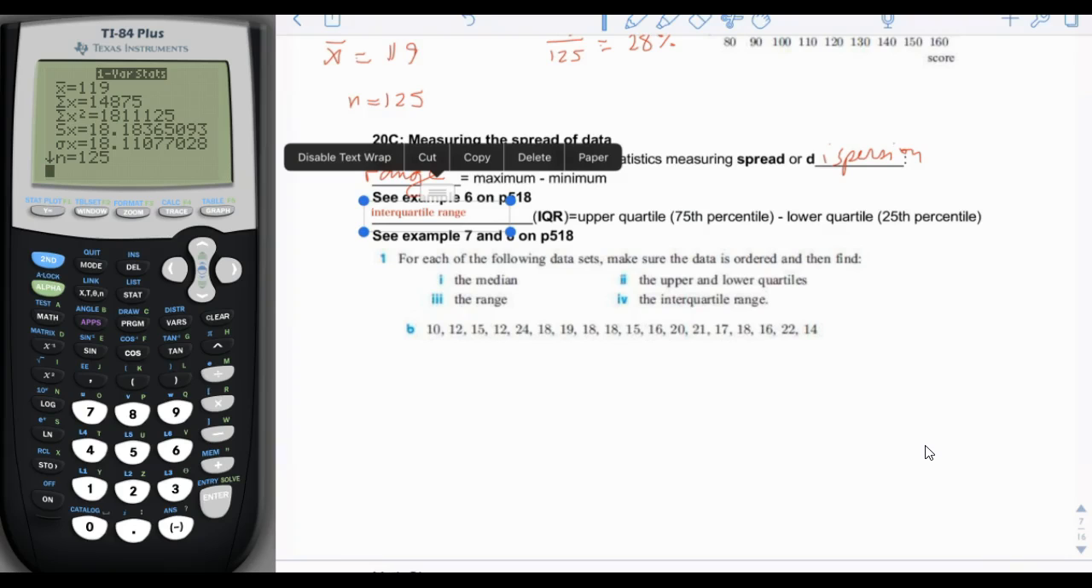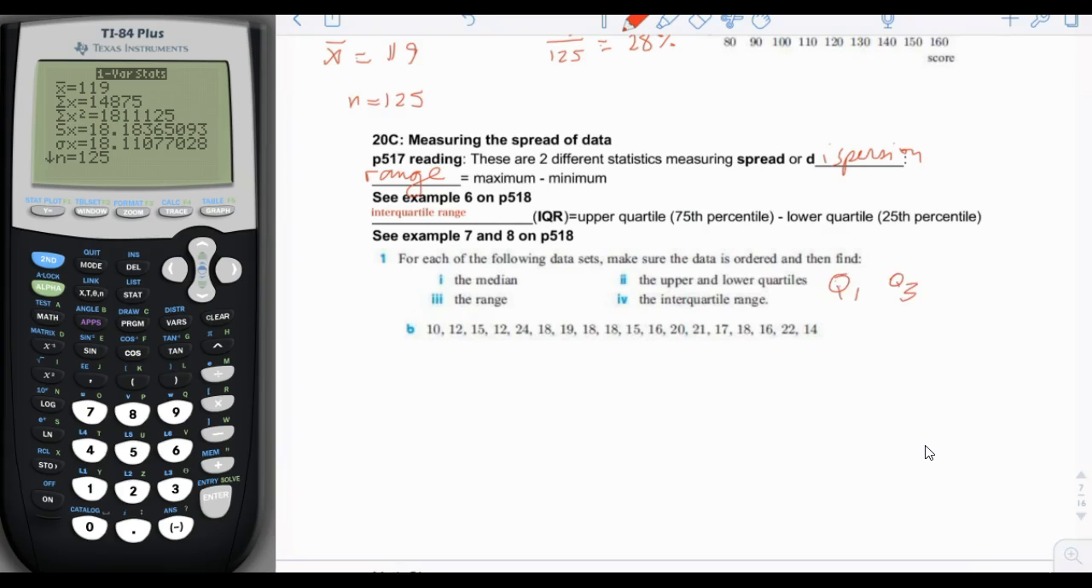Okay. For each of the following data sets, make sure that the data is ordered, and then find the median, the range, the upper and lower quartiles, also known as Q1, which is the lower quartile, and Q3, which is the upper quartile, and the interquartile range. Okay, so we're going to take this data here, and the first thing we're going to do is try to put it in order.